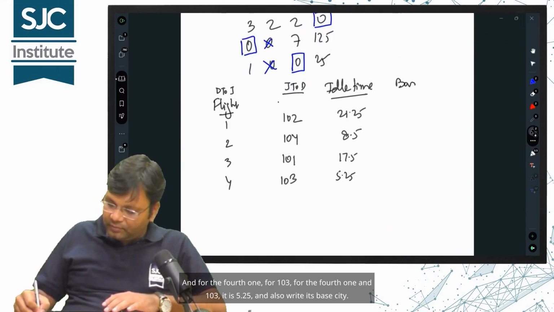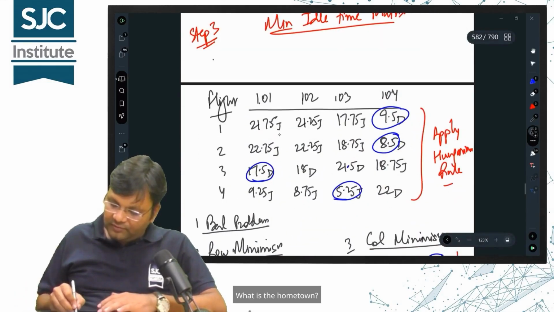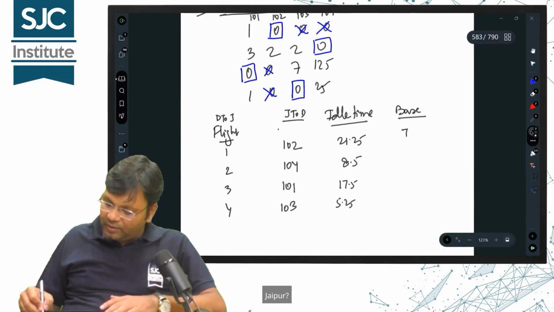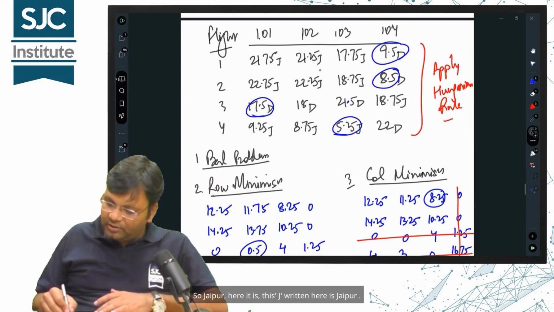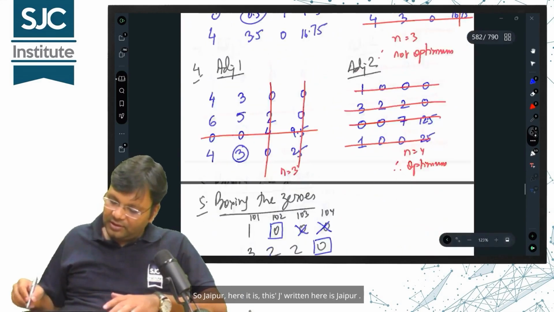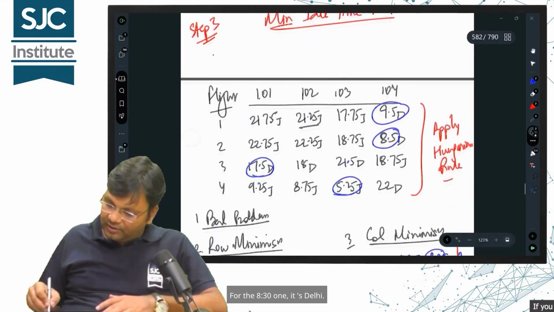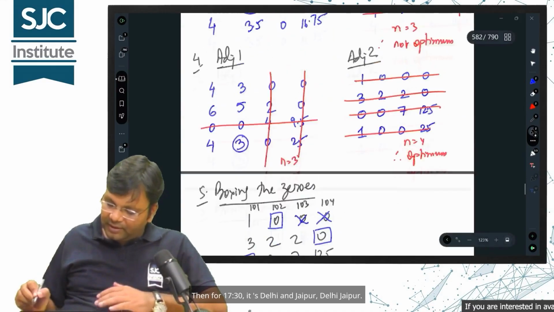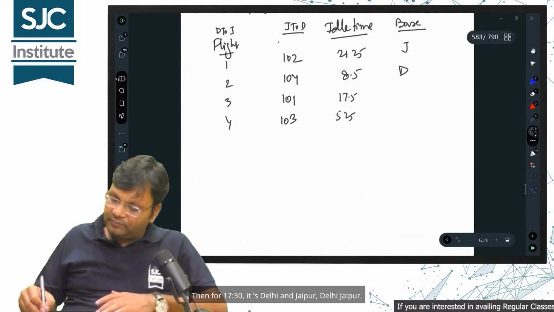base city. What is the hometown? Base in 21.25, what was written? Jaipur. So in 21.25, it's 102, right? So Jaipur, this J written here is Jaipur. For the 831, it's Delhi. Then for 1730, it's Delhi and Jaipur, Delhi Jaipur.